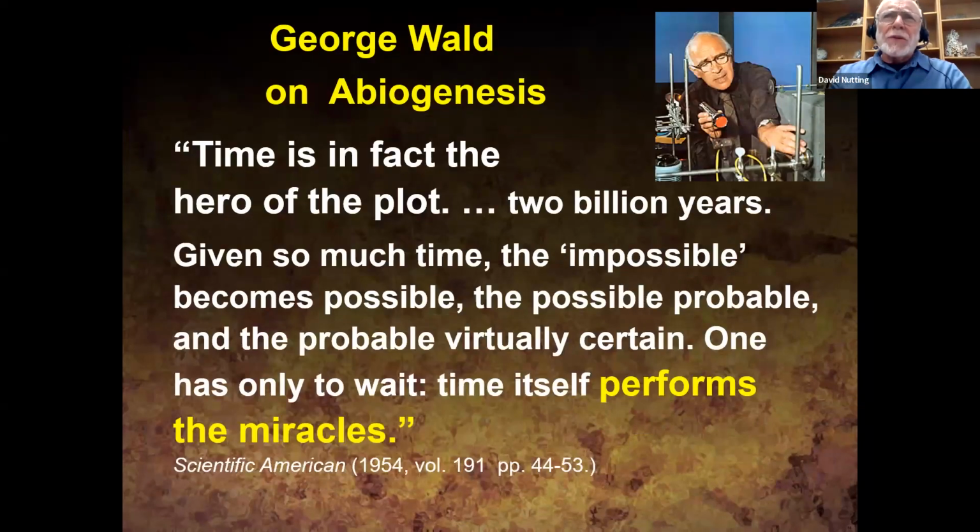Okay? And other things on naturalism, the odds that I mentioned, how can you explain it away? Well, George Wald, clear back in 1954 in Scientific American said, time is in fact the hero of the plot. We have 2 billion years to play with. Given so much time, the impossible becomes possible, the possible probable, and the probable virtually certain. One has only to wait. Time itself performs the miracles. Well, if you do the calculations, you find that George Wald was probably off by a factor of 10 times 10 times 10, 139 times. So that's not going to happen, is it?